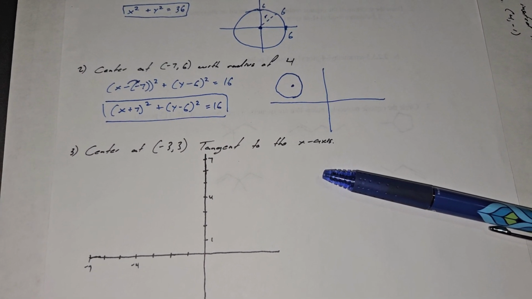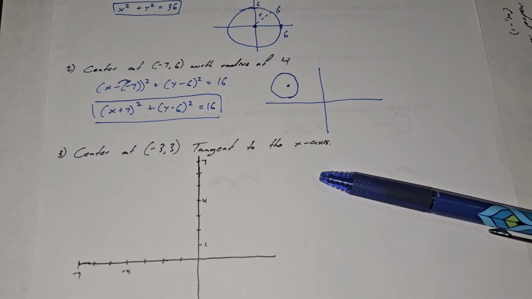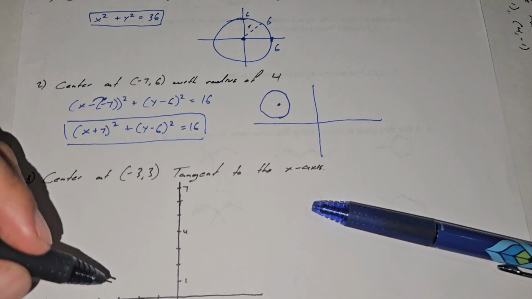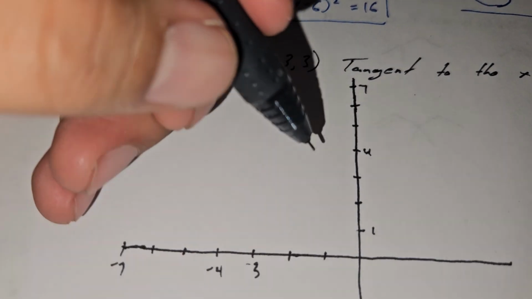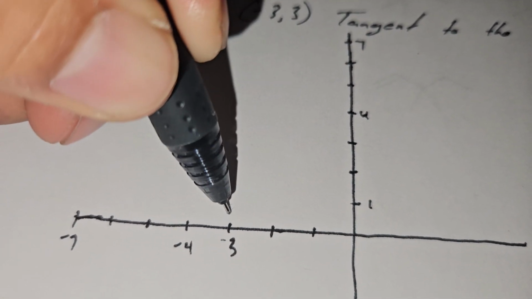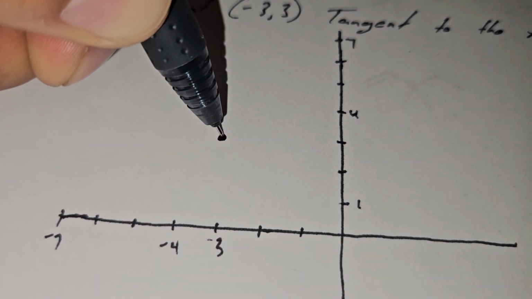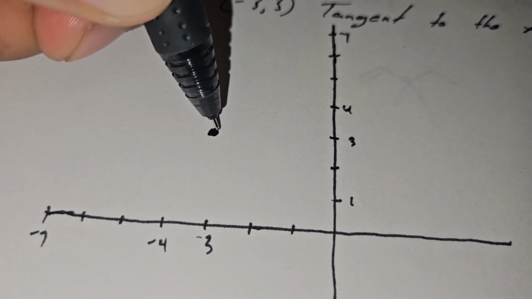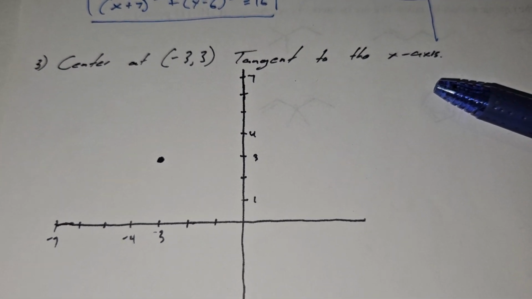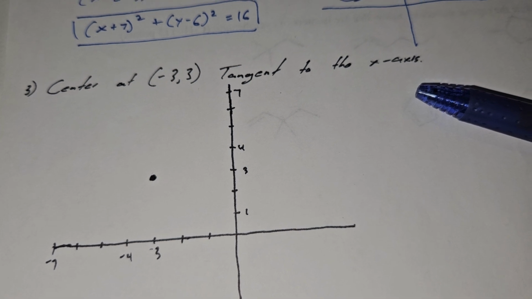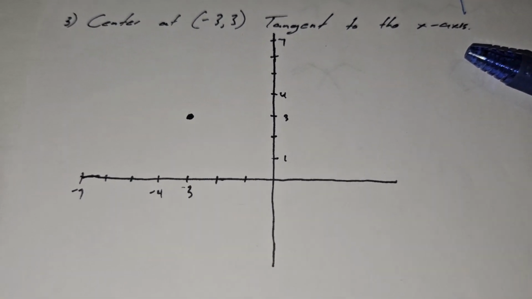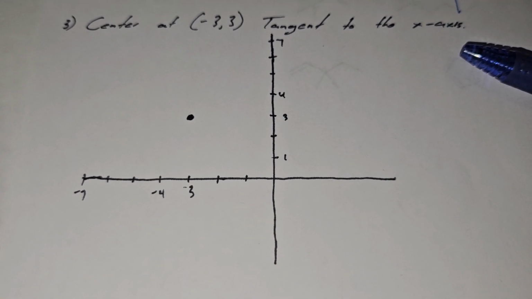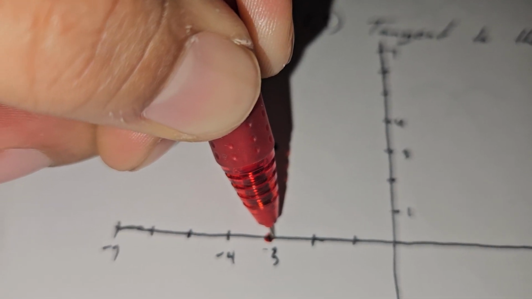We have the center of the circle at -3, that's our x coordinate, and 3 is our y coordinate. So we go to -3, which is right here, and up to +3: 1, 2, 3. It's going to be somewhere around here. Tangent to the x-axis means our circle is going to touch the x-axis, so I'm going to put a point there. I'll do it in red, tangent to the x-axis, right here.